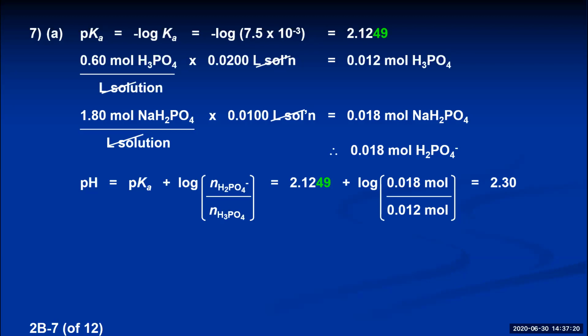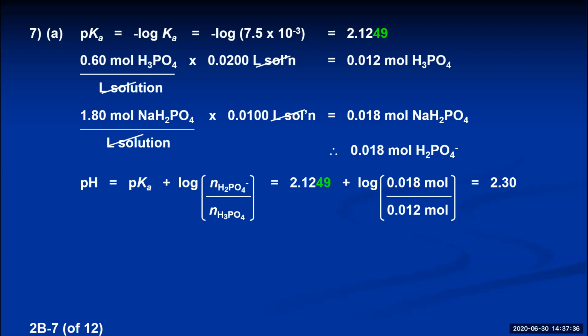Now in part B, we're going to do our first real application. We've been saying how if you have a buffer solution, if you add any strong acid or strong base to it, it maintains its pH. It does not change drastically. So we're going to do our first calculation to see if this really is the case.